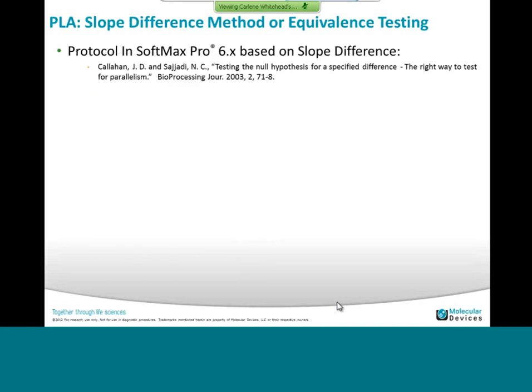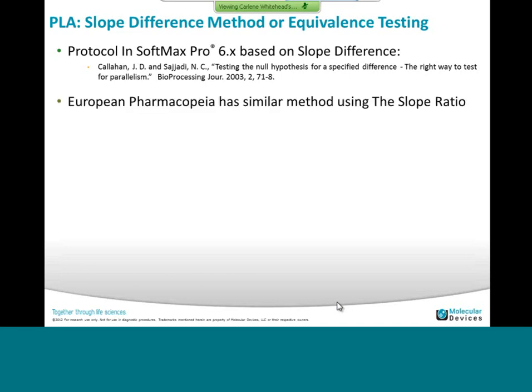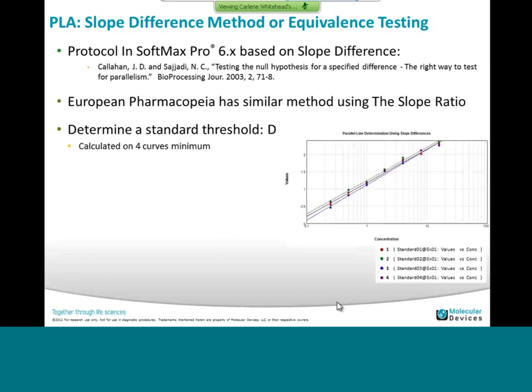A protocol has been implemented in SoftMax Pro, and it is based on the slope difference method described by Callahan and Sargent D, for which you have the reference below. It is slightly different from the European Pharmacopoeia, which uses the slope ratio. The first step of that protocol is to determine the standard threshold D. What we call D is the acceptable variation between the slope of the standard, which becomes the acceptable variation between the reference curve and the test curve.